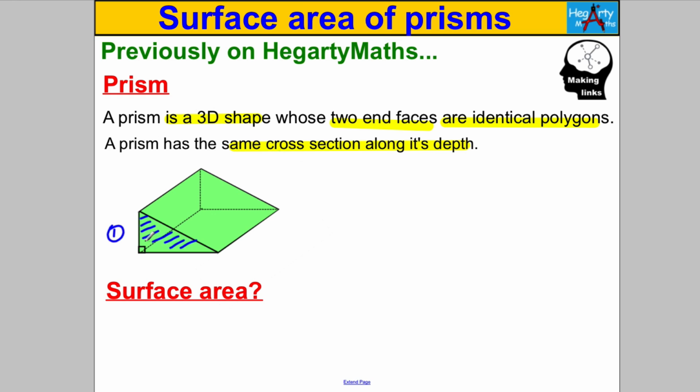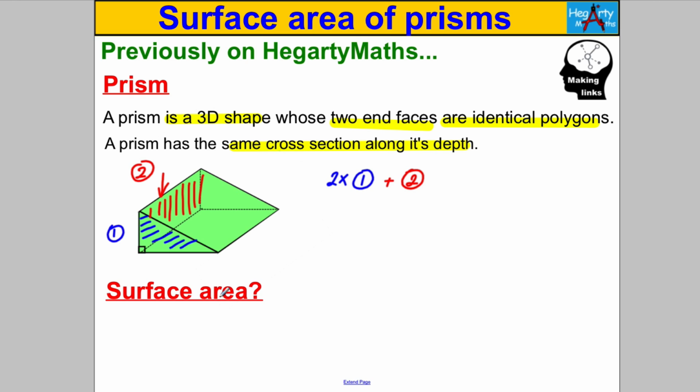Now with area 1 there is this area, and there are two of them because there's one at the back as well. So it would be two lots of what we call the cross sectional area at the front. Let's see what else we've got. We also have this back rectangle here. I hope you could see that rectangle there. So we would have to add on that area, which is a rectangle.